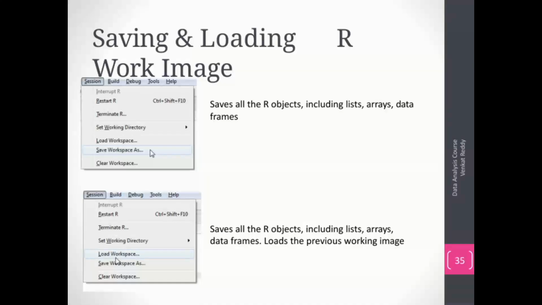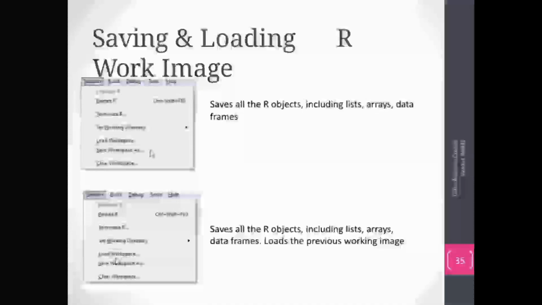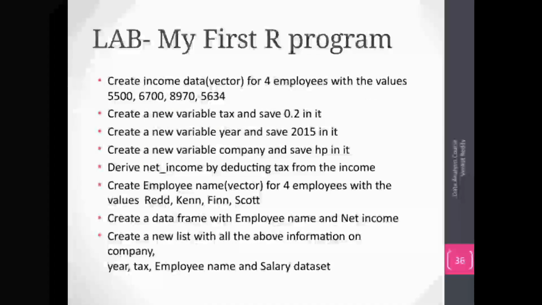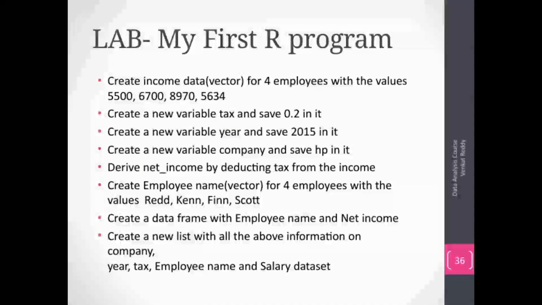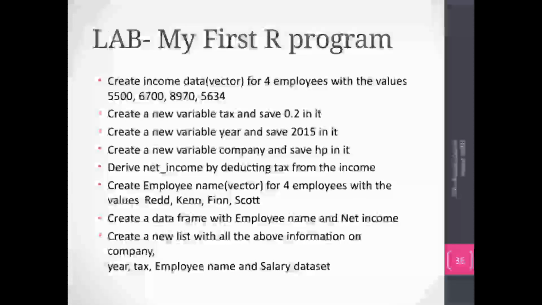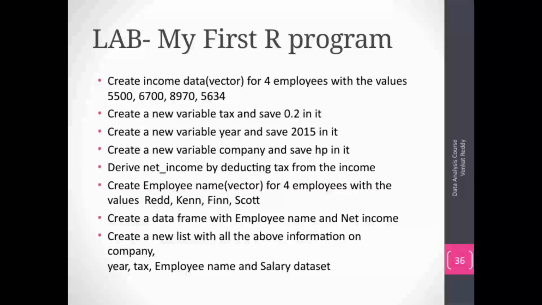In this slide, we're walking through the basics of creating and organizing data in R first. We create a vector called income data for 4 employees, with values of 5,500, 6,700, 8,970, and 5,634. This represents their individual salaries. Next, we introduce a new variable called tax and assign it a value of 0.2, which we'll use to calculate net income after tax deductions. We also create a variable for the year, saving 2015, and a variable for the company, saving HP for Hewlett-Packard.